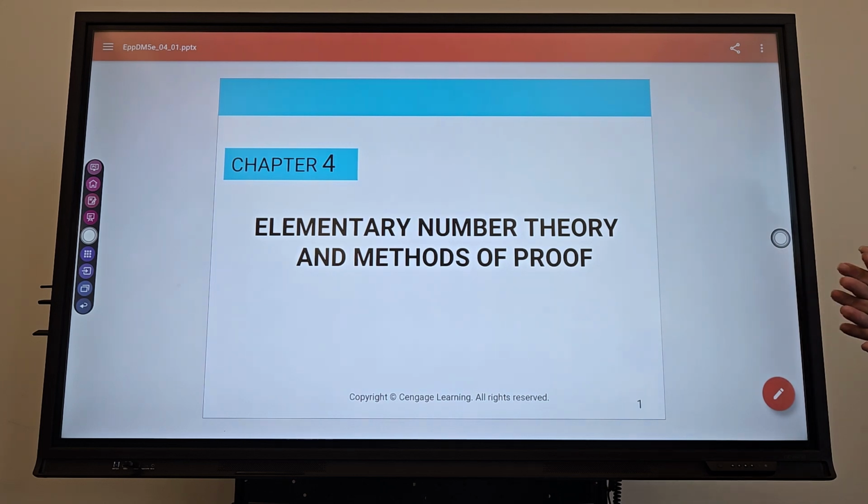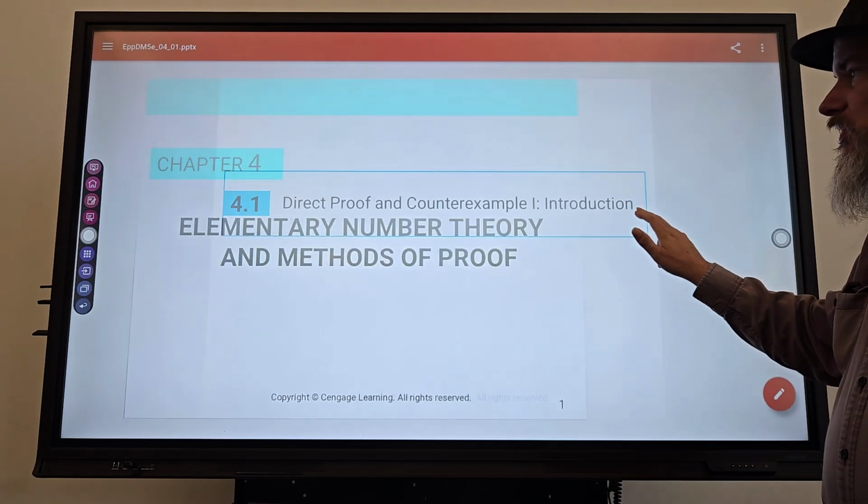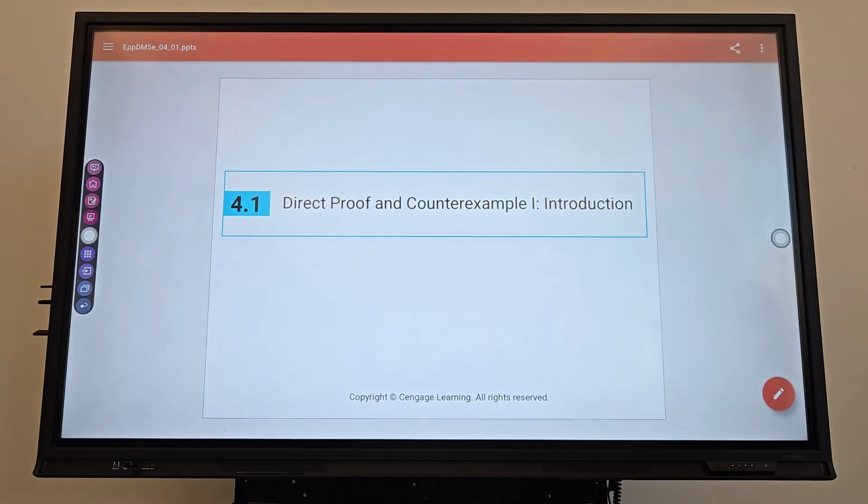But it's number theory and methods of proof. So, direct proof and counterexample 1.